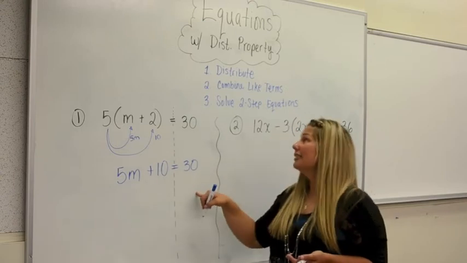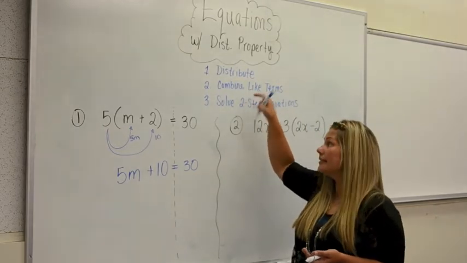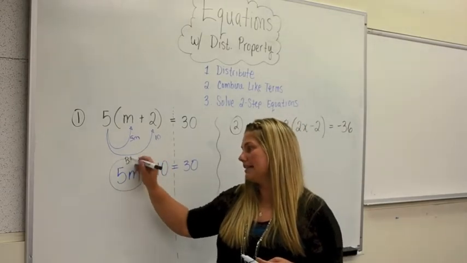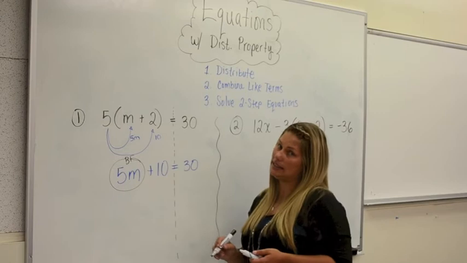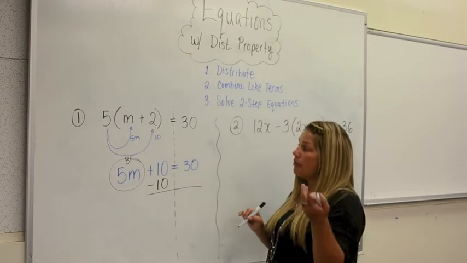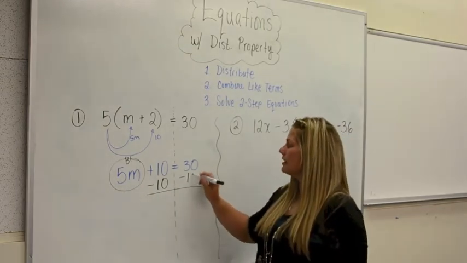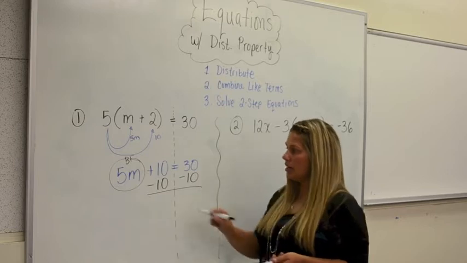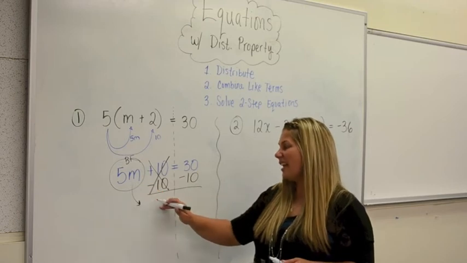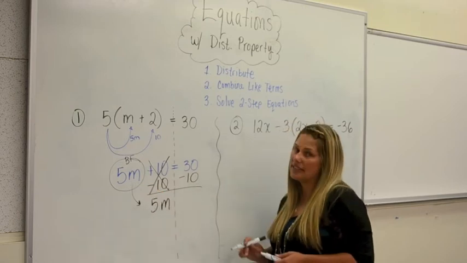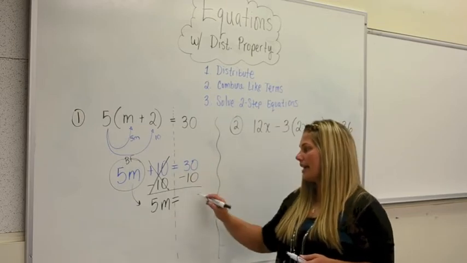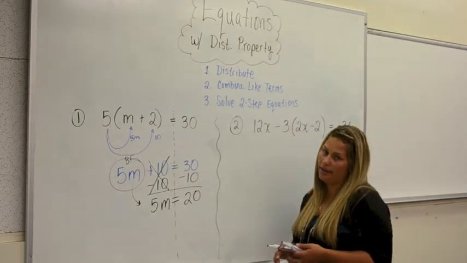So now when we get here, well, there aren't any like terms to combine, so we just solve our two-step equation. The 5 and the m are best friends, so we have to get rid of that plus 10. To get rid of the plus 10, we just have to subtract 10. But remember, what we do to one side, we have to do the same thing to the other side of the equation. So 10 minus 10 is 0, so we can cross that out. But we still have 5 m's on the left-hand side. Remember, on the line is where we put our equal sign. And then 30 minus 10, we get 20.